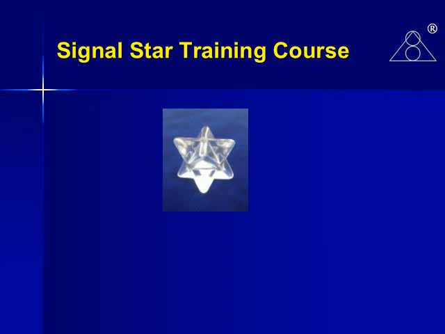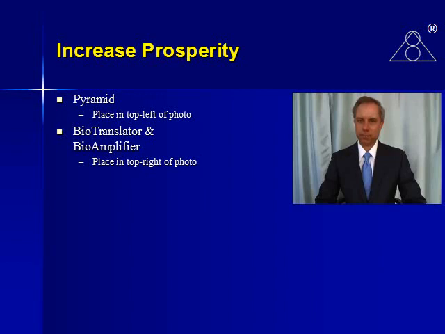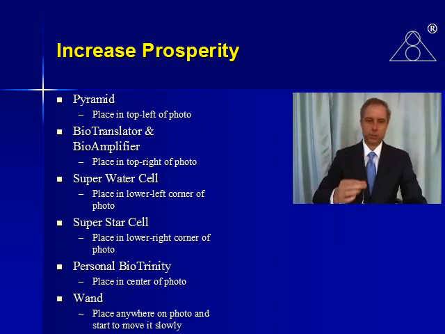After the swinging subsides, we will adjust the position of the wand on the photo, identifying a new location of positive signal. Let us do this now. Okay, so now you have the tools that you need for this. You have your pyramid, your biotranslator and bioamplifier, the super water cell, the super star cell, your personal biotrinity, and the wand of Genesis. You will, as always, have your pendant of eternal light with you and the signal star.